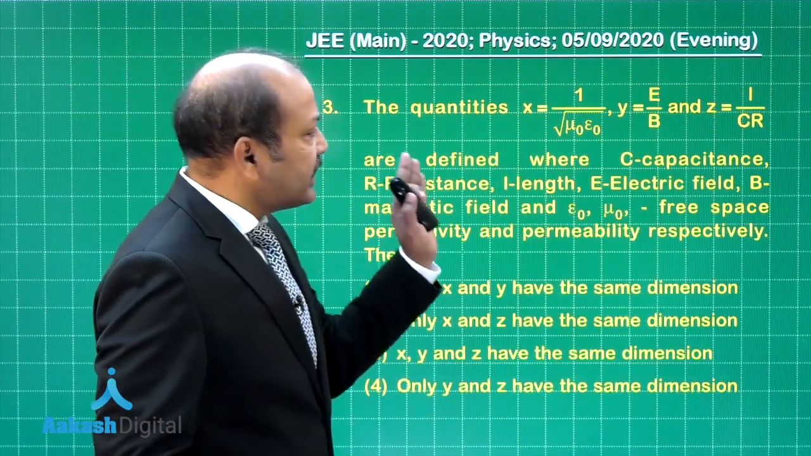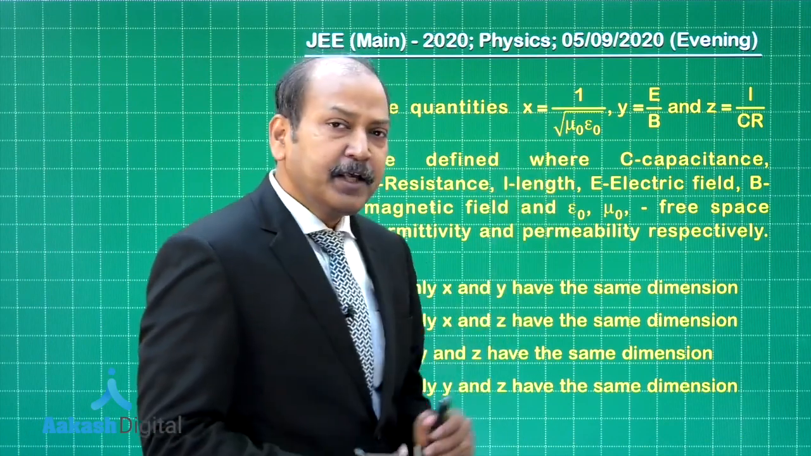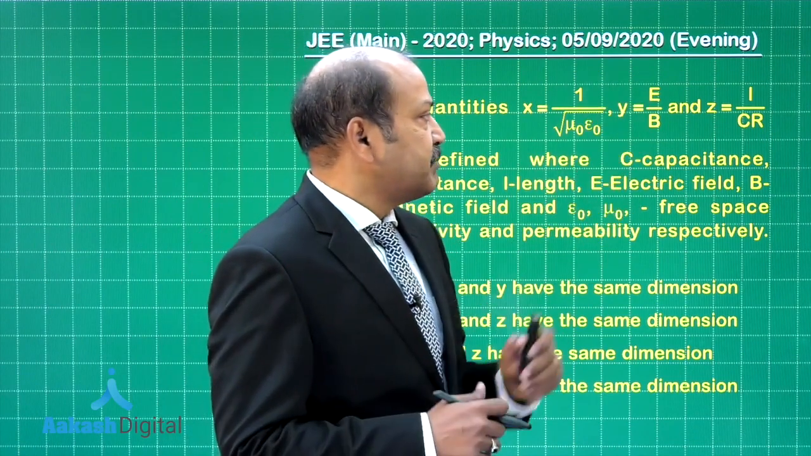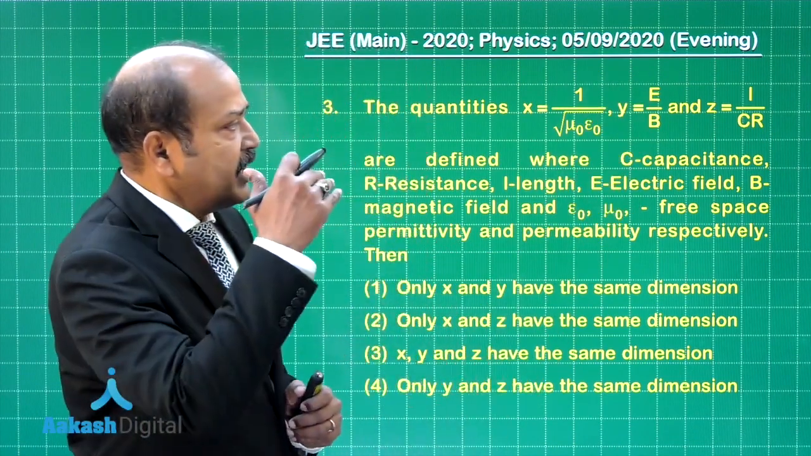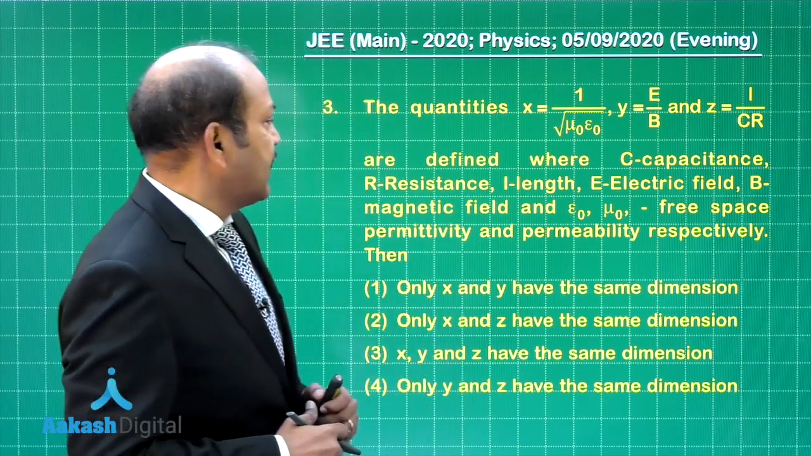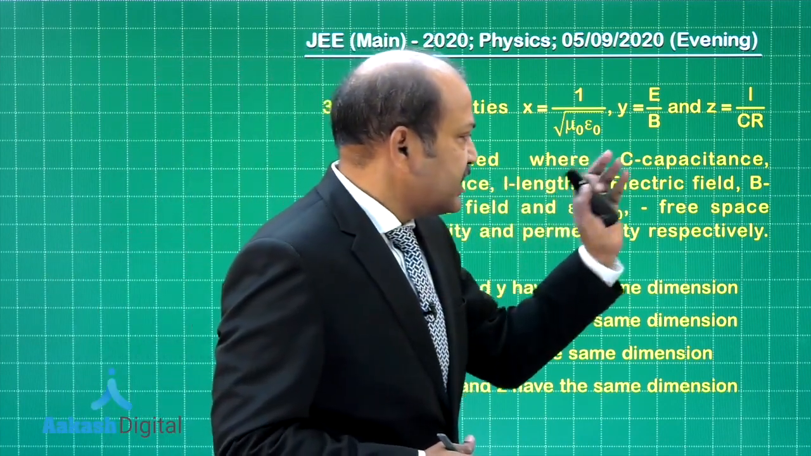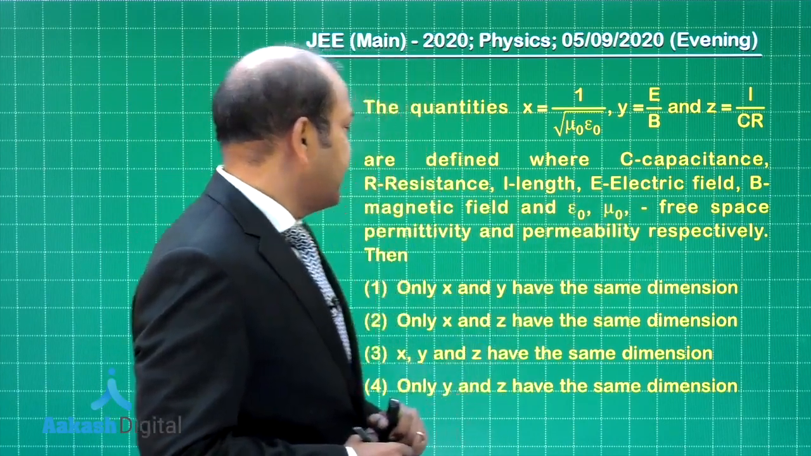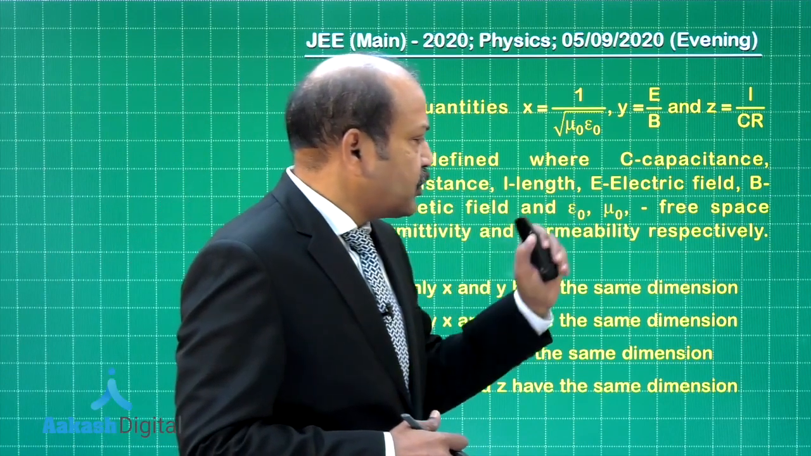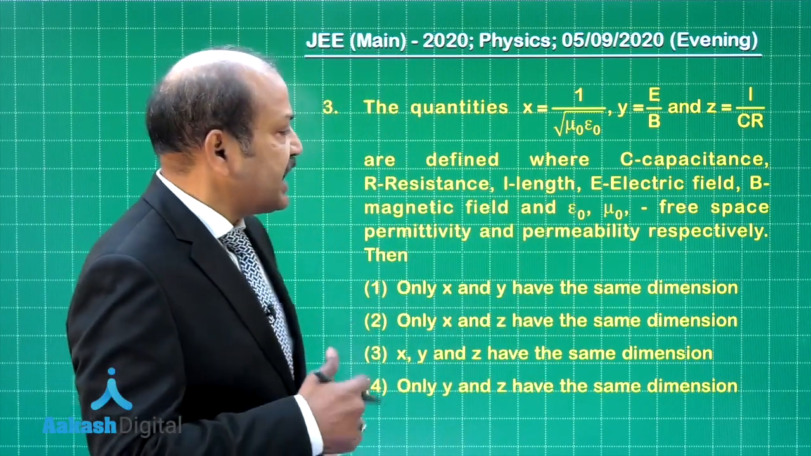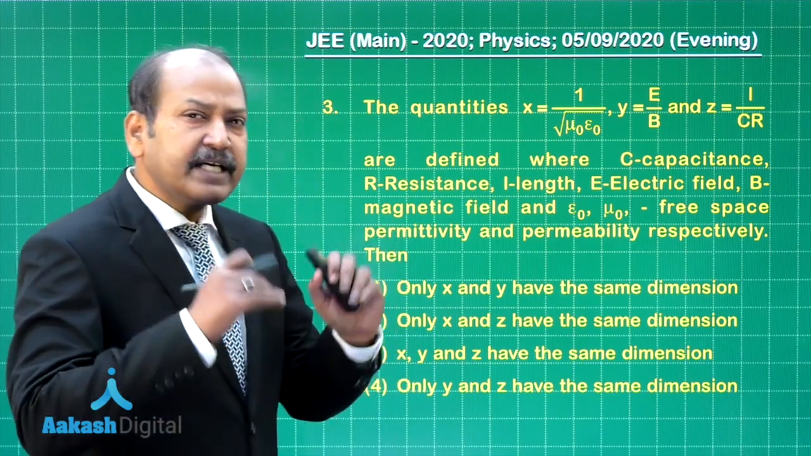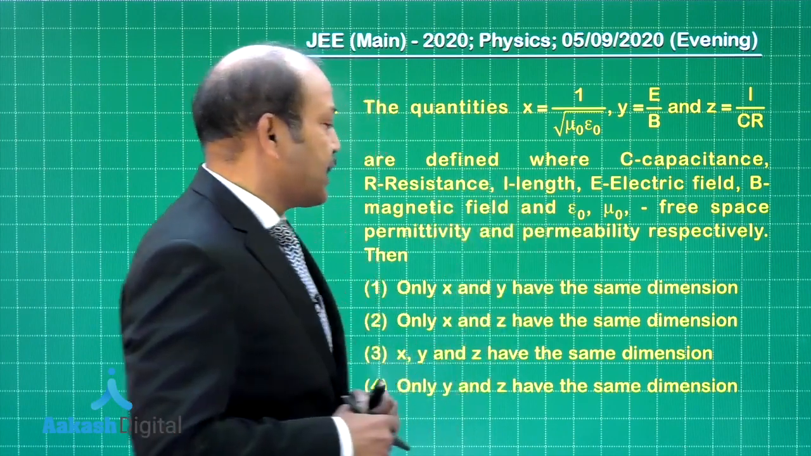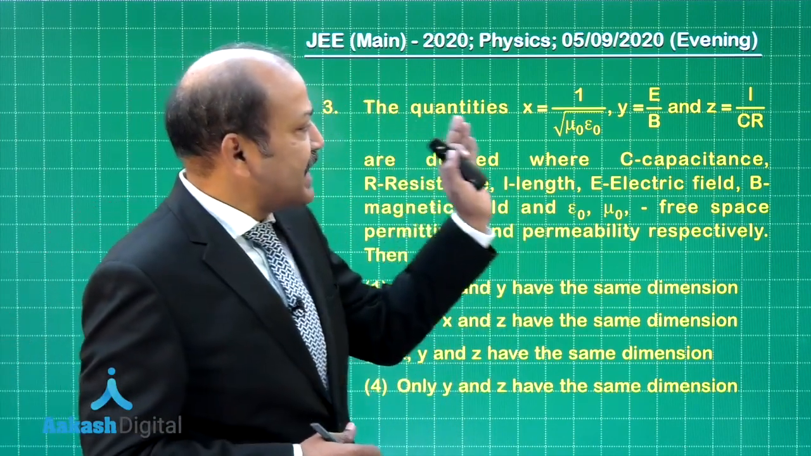Question 3 says the quantities x, which is 1 by root mu naught into epsilon naught, y, which is E divided by B, and z, which is L divided by CR, are defined where C is capacitance, R is resistance, and L is length. E is the electric field, B is the magnetic field, epsilon naught, mu naught are free space permittivity and permeability respectively. All standard notations have been used. So, we have to compare the dimensions of quantities x, y and z.